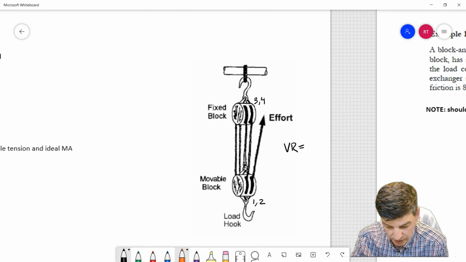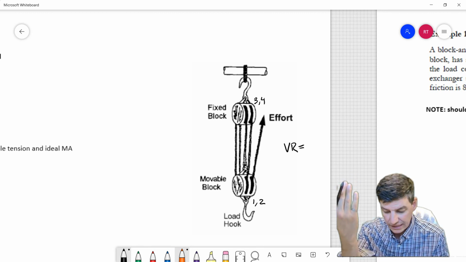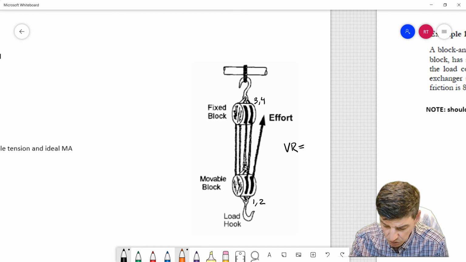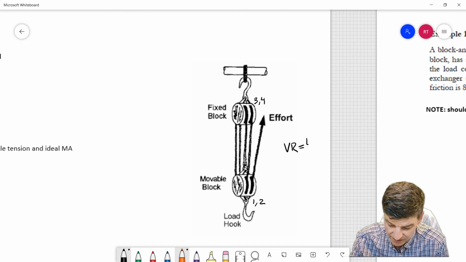However, the upwards effort helps to lift the load as well. So I gain an extra unit on my VR. So my VR would be 4 plus 1 equal to 5.